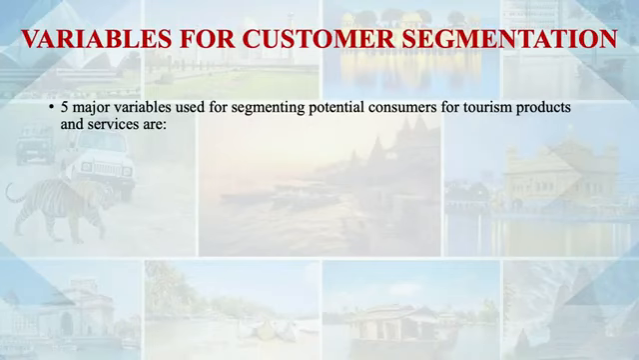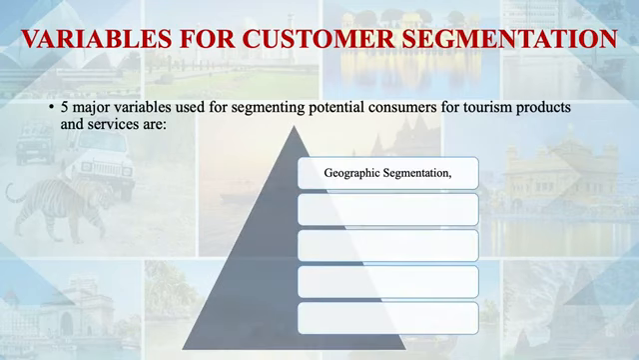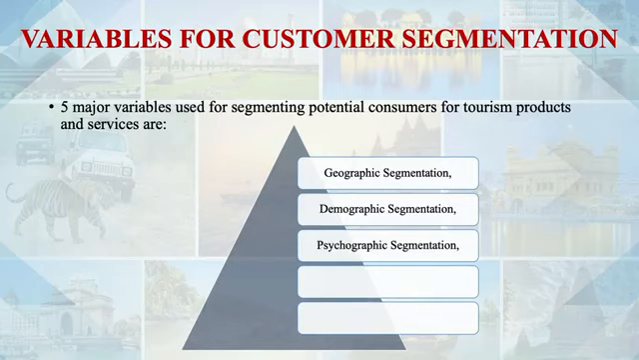There is no single way to segment the market. A marketer has to try different segmentation variables singly or in combination, with the hope of finding an insightful way to view the market structure. So let us now look at the 5 major variables used for segmenting the potential consumers for tourism products and services. Like I have listed below, these are geographical segmentation, demographic segmentation, psychographic segmentation, behavioral segmentation and price segmentation.